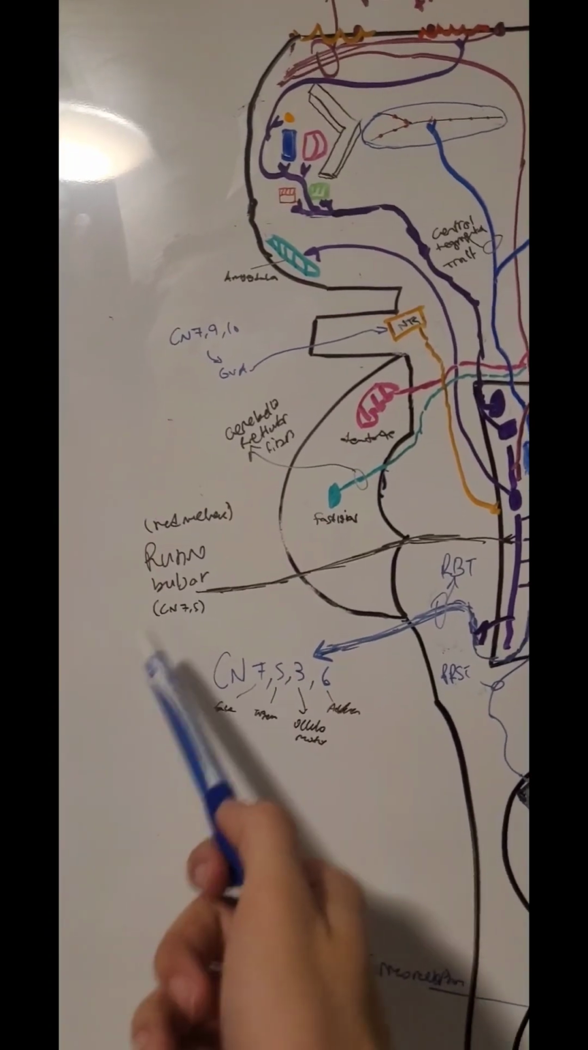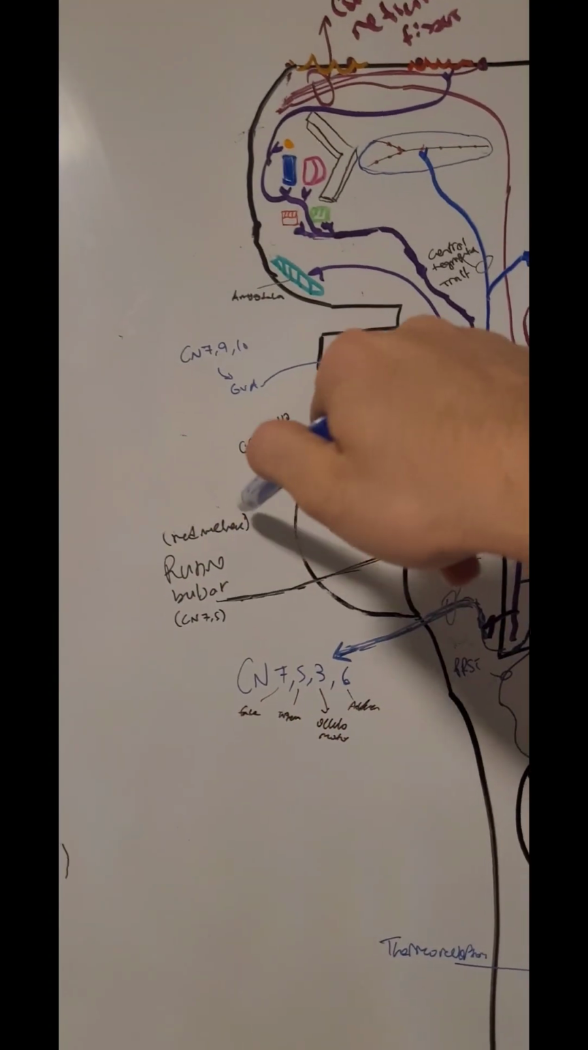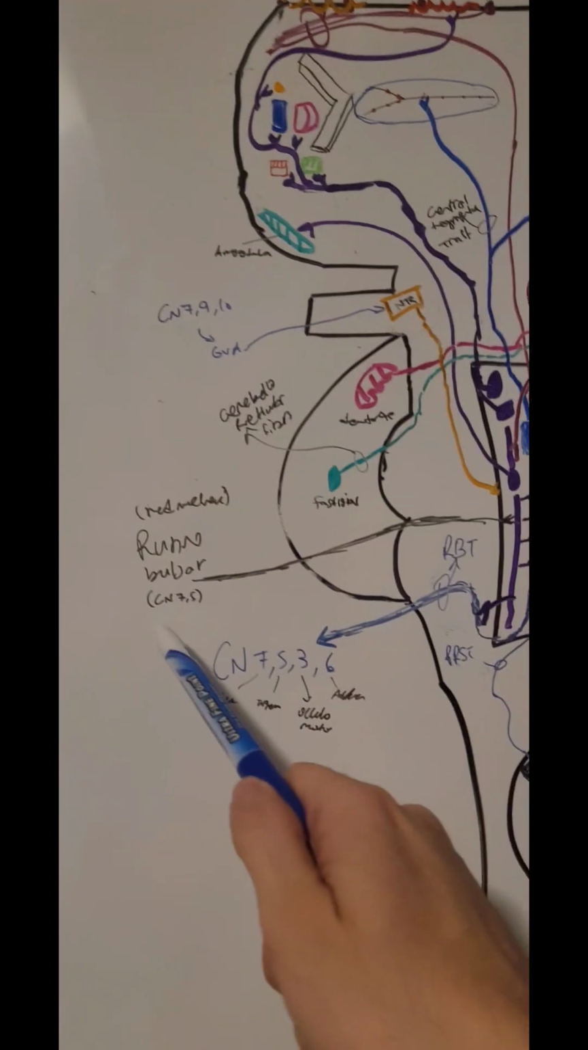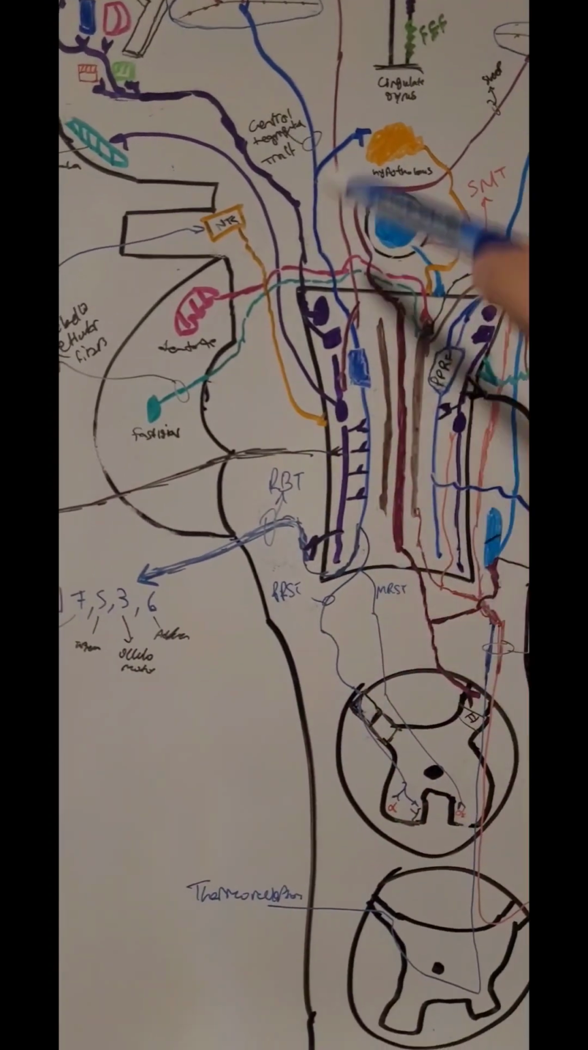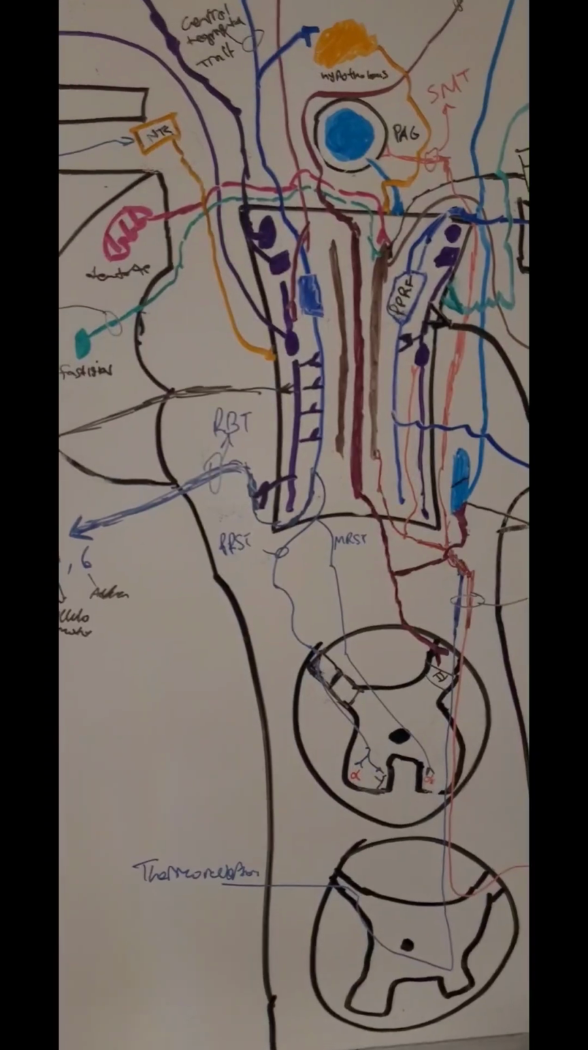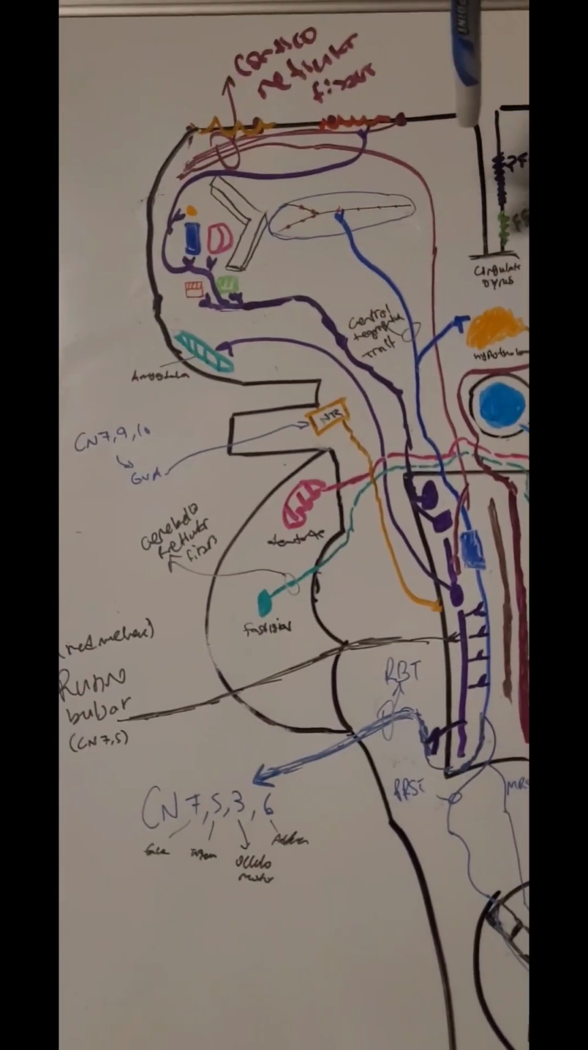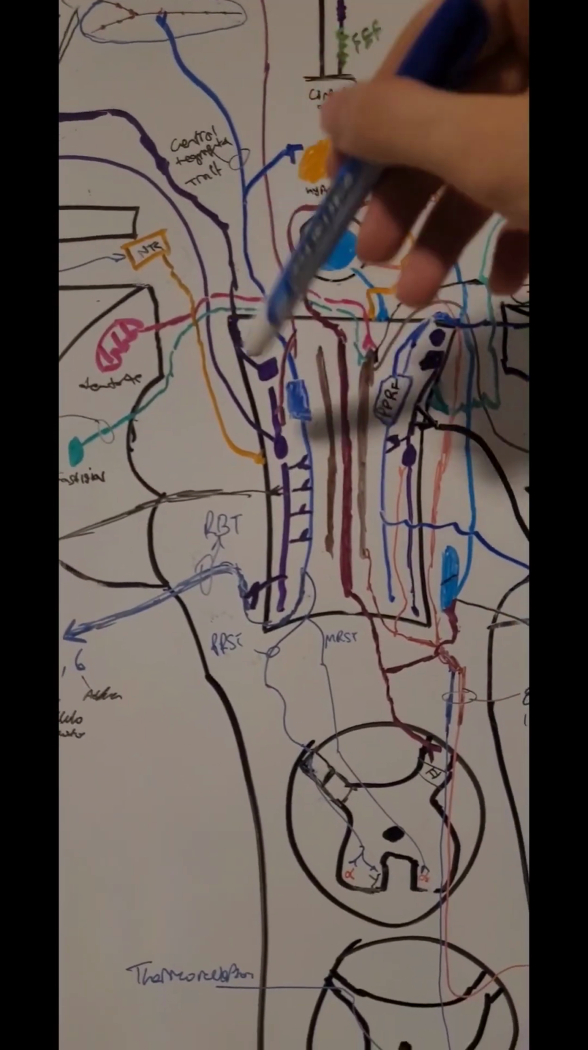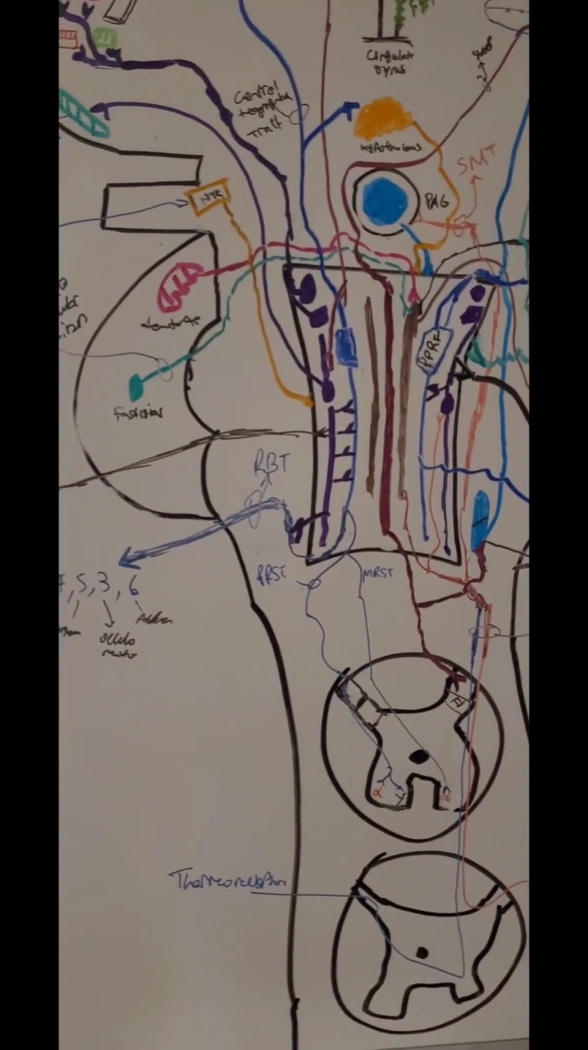Those cranial nerves 7 and 5, right? The rubro-bulbar tract, if you guys remember, originated from the red nucleus, okay? That would come in here and it would stimulate the lateral zone. Where else is it receiving information from, guys? From those cortico-reticular fibers, okay? Cortico-reticular fibers, those guys would also influence the lateral zone, okay?